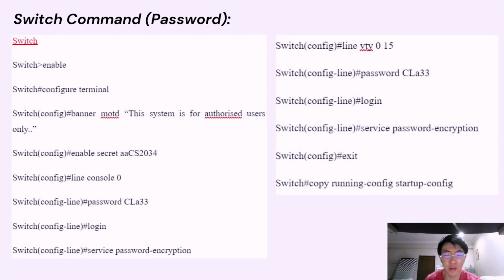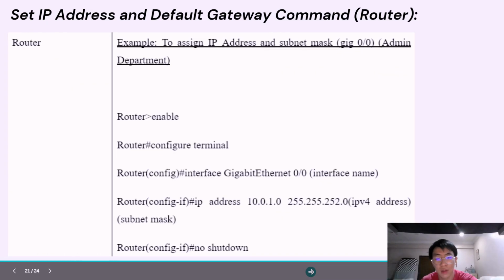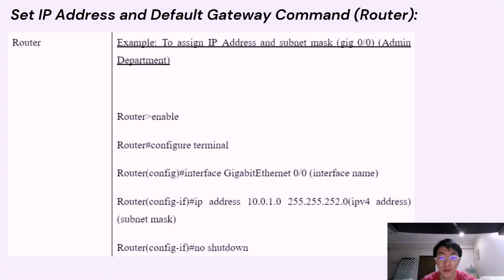Then for the switch, everything is similar to the router, with only a slight difference at line VTY. For the switch, the line VTY is 0 to 15, while for the router it is line VTY 0 to 4. Next, I will show you how to set the IP address and default gateway for the router and switch.